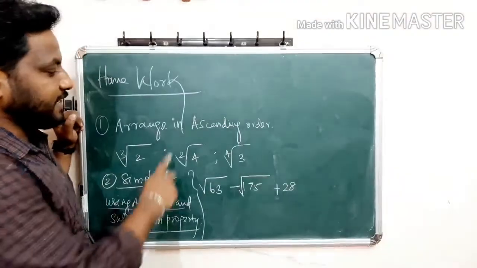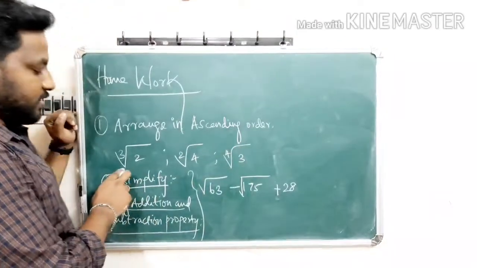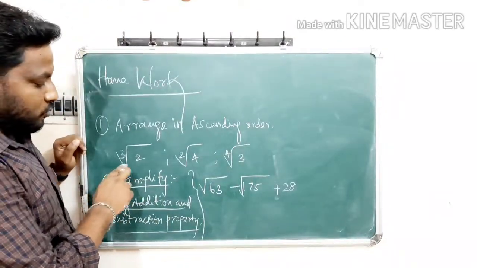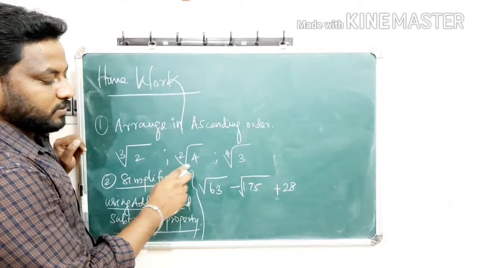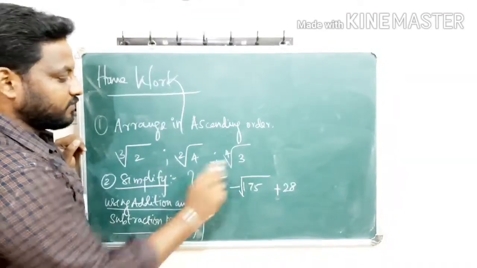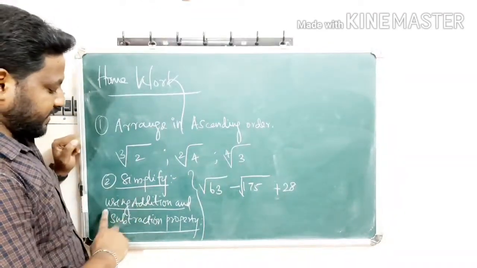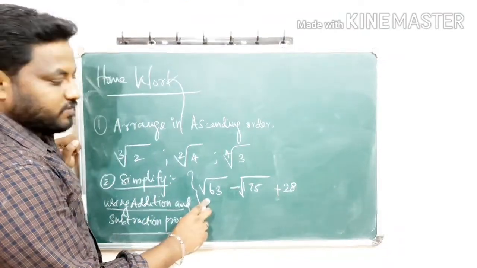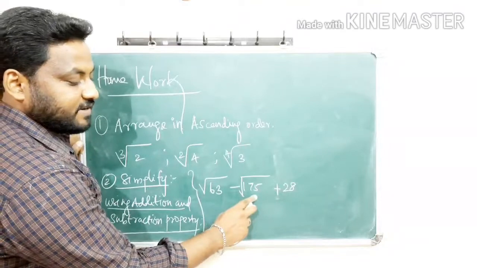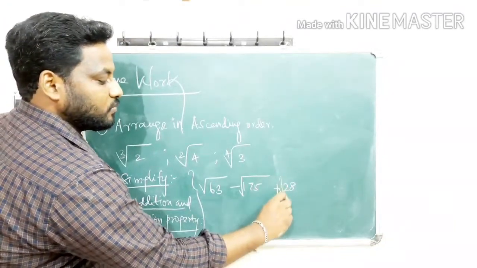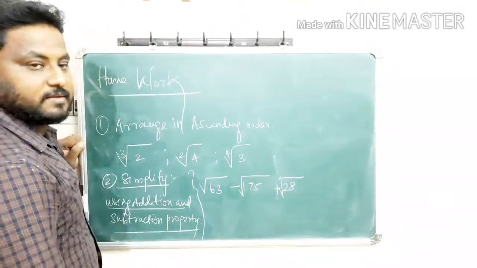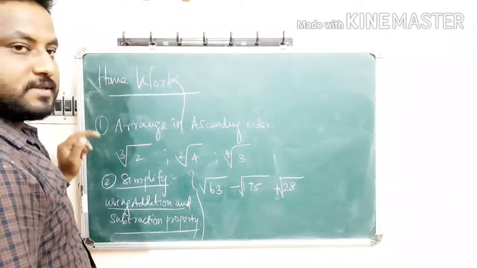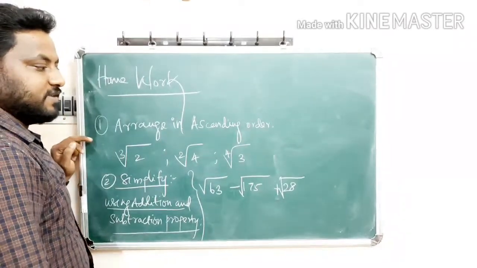So now take down your homework question. First question is arrange in ascending order. The given set is cubic root of 2, square root of 4, and 4th root of 3. Second question is simplify using addition and subtraction property: root of 63 minus root of 175 plus root of 28. Okay, so these are the questions given as homework.